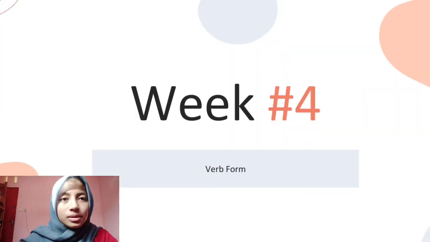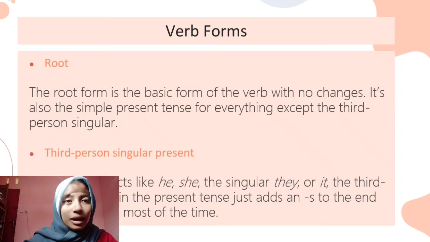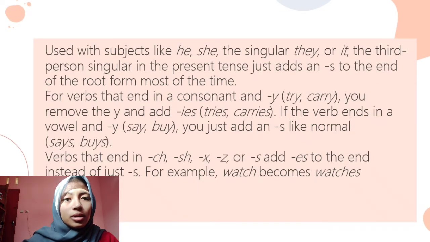Next, verb forms. 1. Root. The root form is the basic form of the verb with no change. It's also the simple present tense for everything except the third person singular. Next, third person singular present. Used with subjects like he, she, the singular they, or it. The third person singular in the present tense just adds an s to the end of the root form most of the time. Like with try and carry, you remove the y and add ies, like tries and carries.